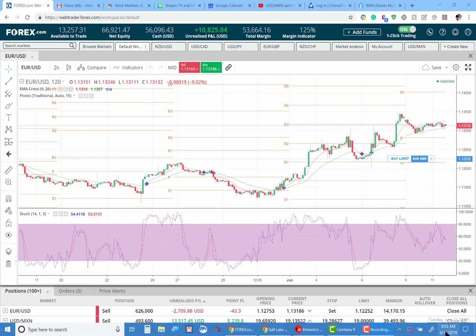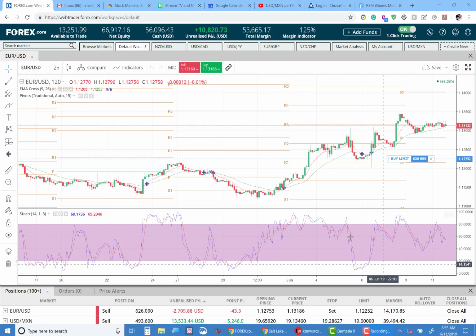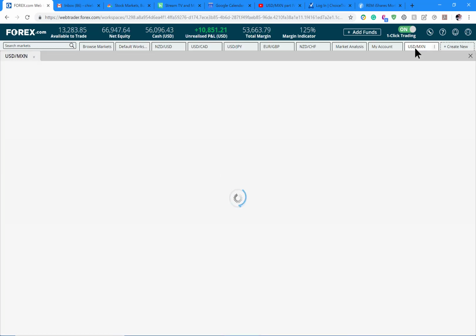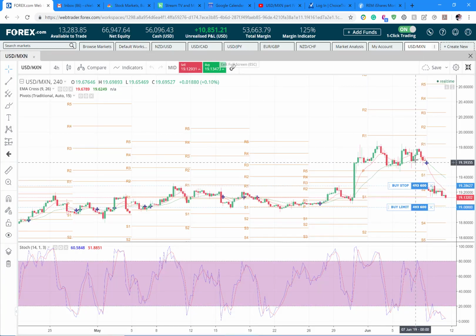Okay, back again. A quick update on our trade here. Today is Tuesday, June the 11th, 2019, and we're progressing nicely in this trade. A couple of things quickly on my trade management that I'm going to look at here. On our dollar peso trade, it's continuing to work for us. The trend is our friend right now.